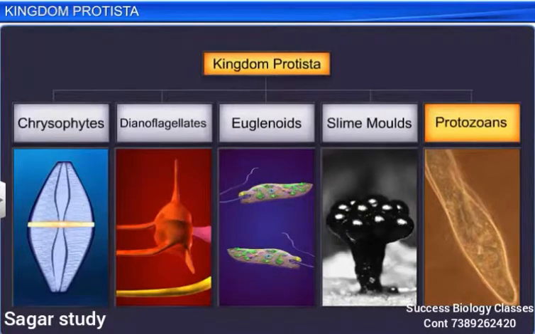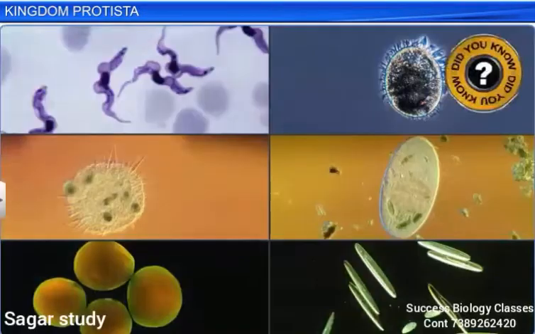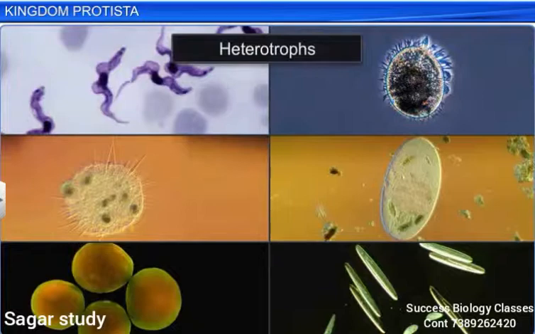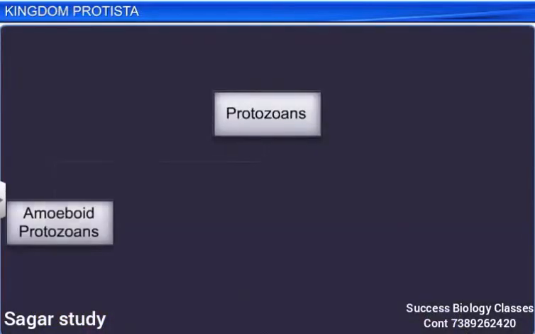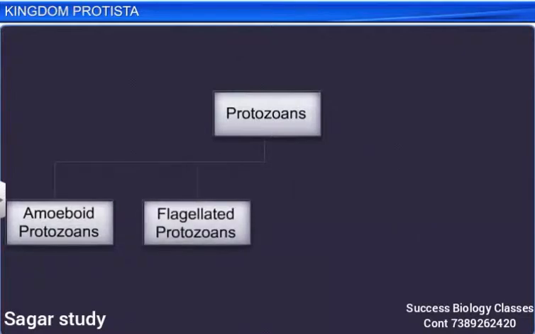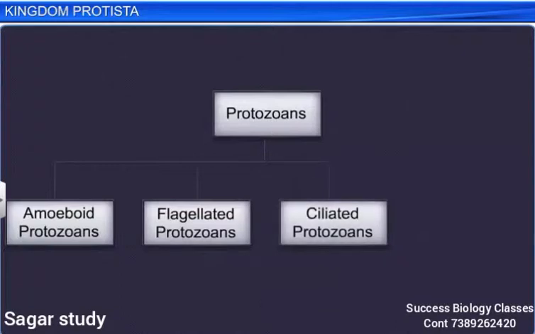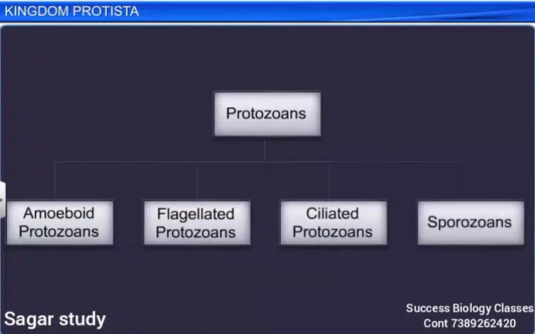Protozoans are protists that are believed to be primitive relatives of animals. Did you know that the word protozoans means the first animals? All protozoans are heterotrophs and live as predators or parasites. They can be classified into four types: amoeboid protozoans, flagellated protozoans, ciliated protozoans, and sporozoans.